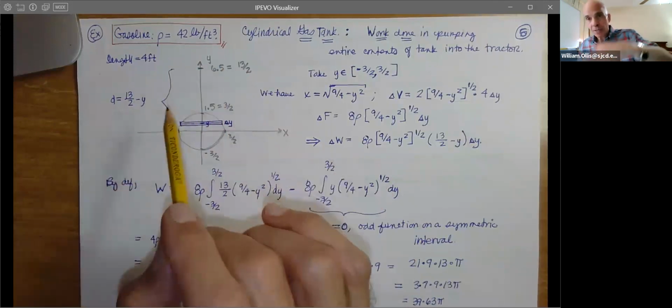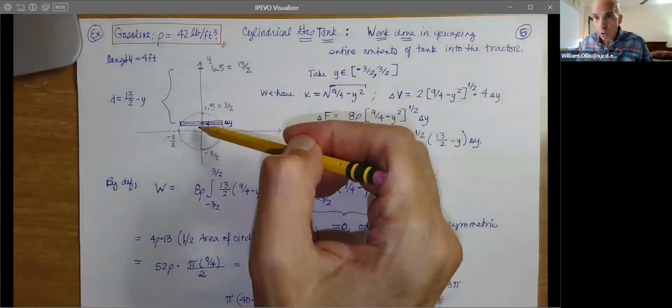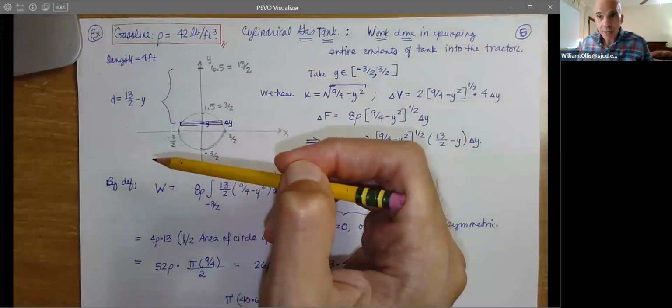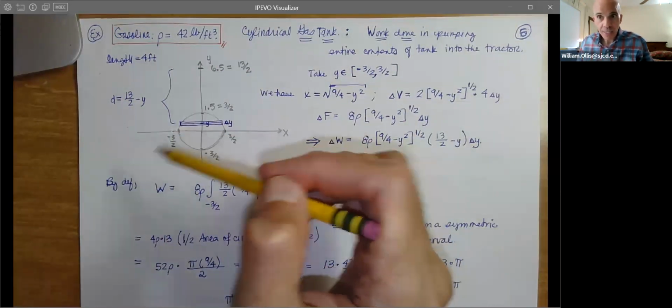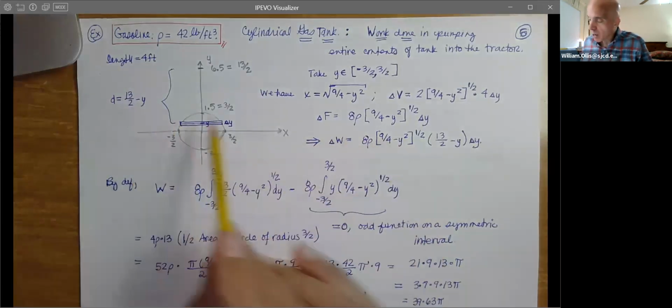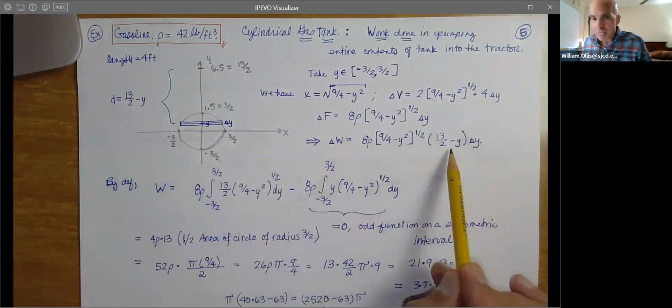So the distance will be going up again: the upper minus the lower, because we are evacuating the contents of the tank as opposed to filling it like we did in the previous problem. And so now when we look at the work, we just simply have the force times the distance.